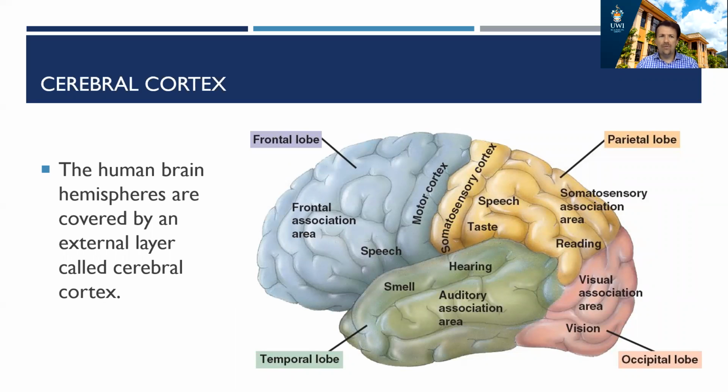Now, in talking about the cerebral cortex, I just want to remind you that the cerebral cortex is the area or the tissue that covers and is the outermost layer of the cerebral hemispheres. These represent the part of the brain that would have developed last from an evolutionary point of view in humans, and it's very folded, representing a large surface area to volume ratio.